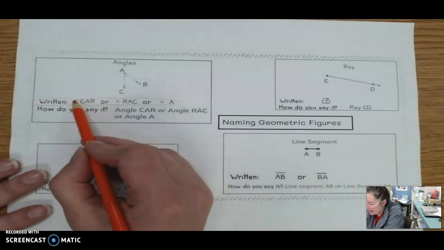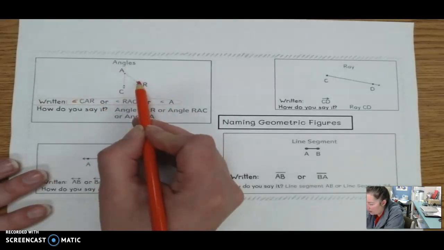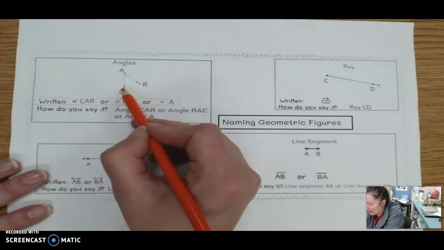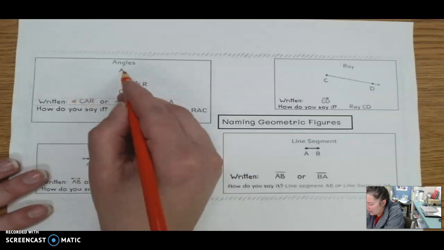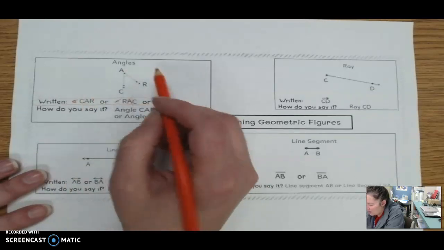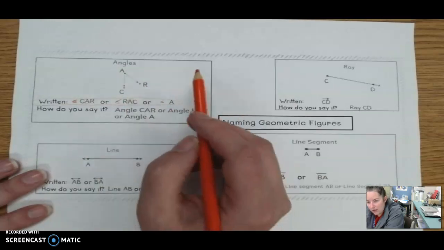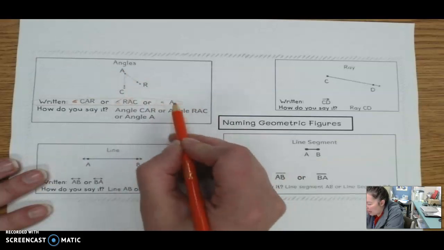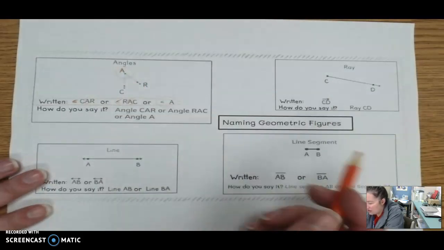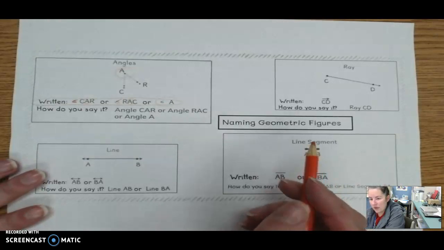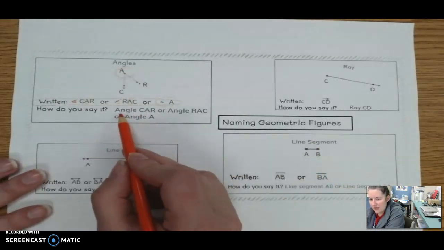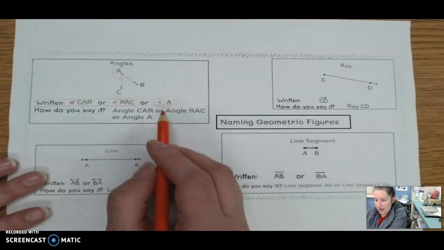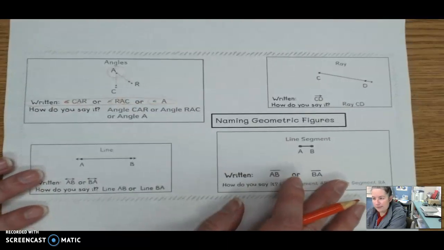So it could be written as angle CAR, or you could do it backwards. You could say, oh, that's angle RAC. Notice that the middle letter is always whatever the vertex is in the middle. So RAC or CAR, or you could just call it by whatever the middle angle is, and say, hey, that's angle A. So this is how you would pronounce it: angle CAR or angle RAC, or you could just call it angle A. We'll look at some other examples here in a minute.